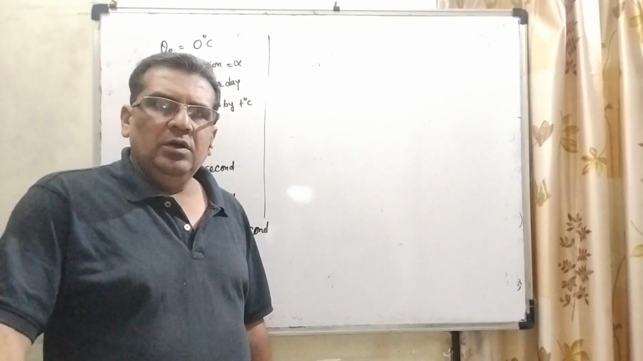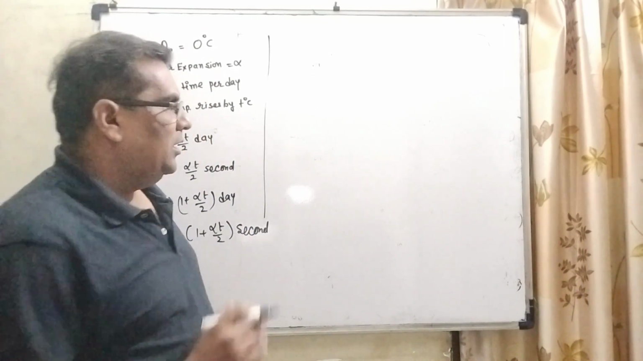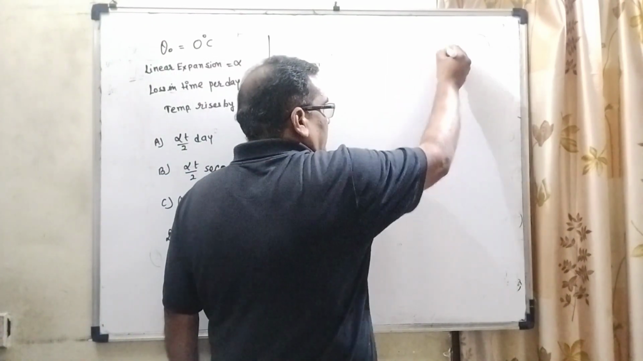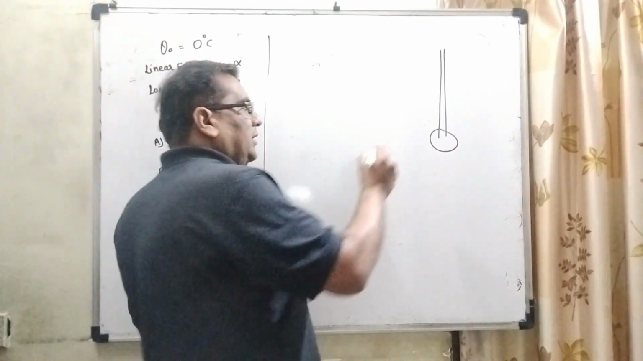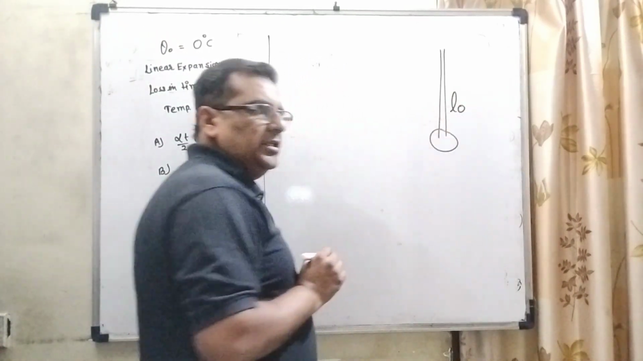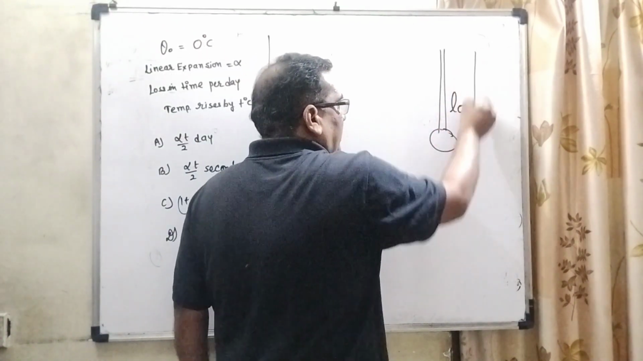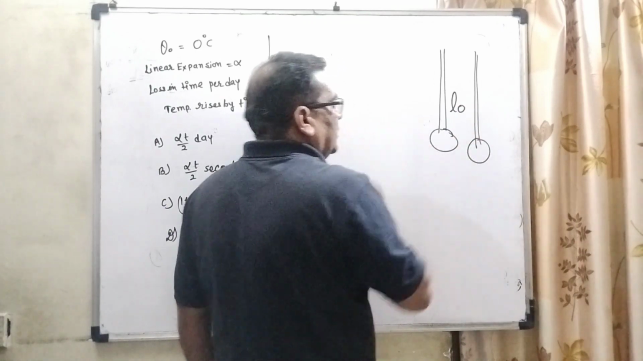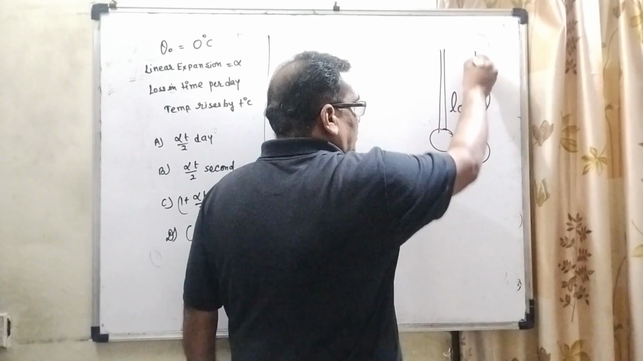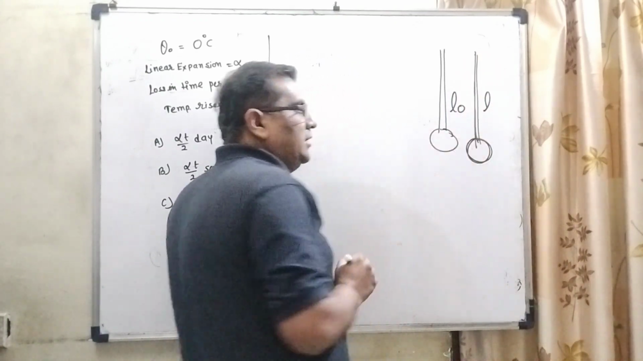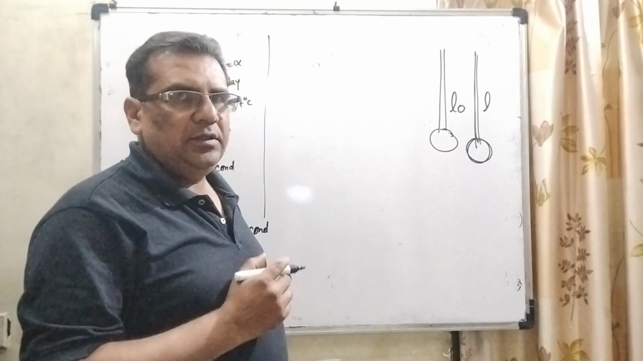Now here, first we will understand the effect of temperature on the pendulum. Let us suppose we have given a pendulum and its initial length is L naught at 0 degrees Celsius. Whenever we give the heat, it shows linear expansion, and suppose its length becomes L. So as the length increases, it shows the time loss. Let us first calculate the time loss.